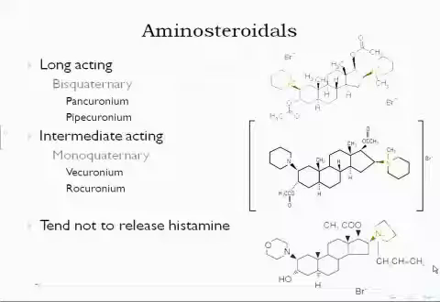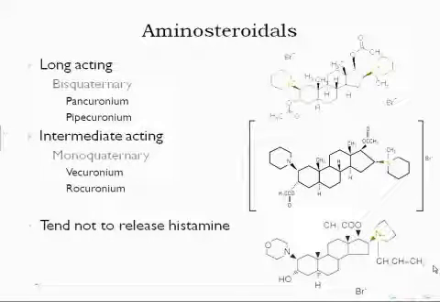Okay? If you look here, this is Pavulon up here. Pavulon has a bisquaternary structure. It's got 2 ammonium groups inside of it. So that's Pavulon. If you look at the intermediate acting groups, this is vecuronium here.